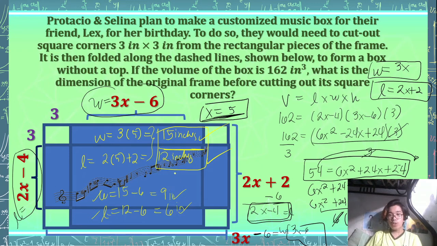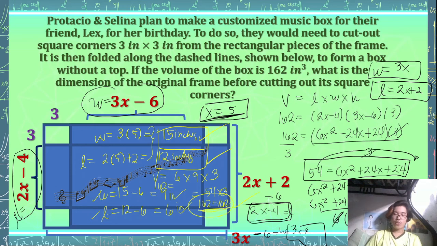So what we're going to do is we have to get the volume. The volume should be equal to 162, and the length should be 6 and the width should be 9 and the height should be 3. So what's 6 times 9, guys? So that's equal to 54. And what's 54 times 3? If you multiply 54 and 3, you're going to get indeed the volume, which is equal to 162 inches.